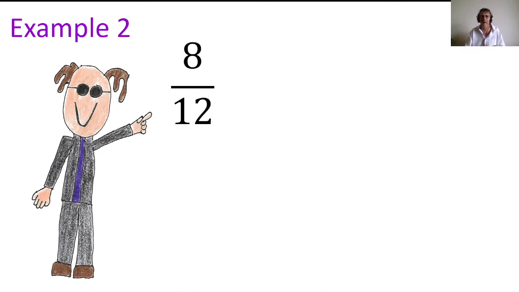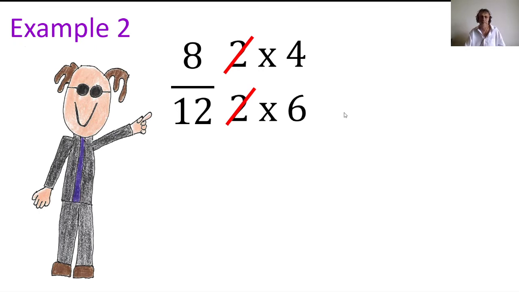Okay, example 2, 8 twelfths. Factor 8, 2 times 4. Factor 12, 2 times 6. Any common factors? Yes, of course, you've got the 2's here, so we can cancel both 2's, and that now gives us 4 over 6.